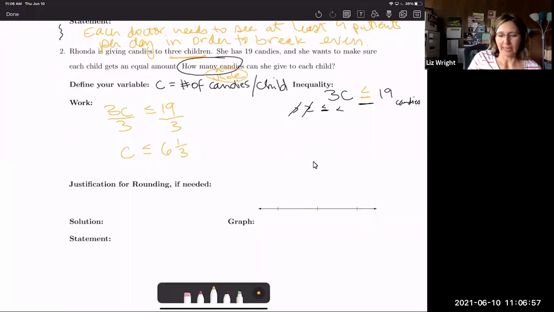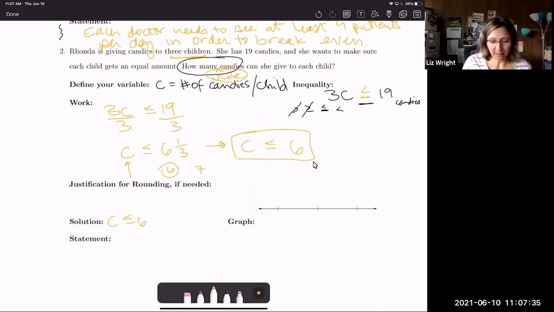So what do we need to do instead? What that means, and think about your variable here, the number of candies has to be less than or equal to 6 1/3. So your choices are, can it be 6 candies or can it be 7 candies? Which one of those is less than or equal to 6 1/3? It's going to be 6. So C is less than or equal to 6. So there's our solution. That's what we're going to put here. C is less than or equal to 6.